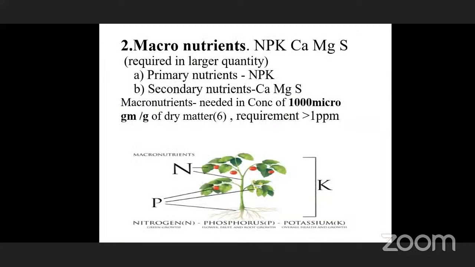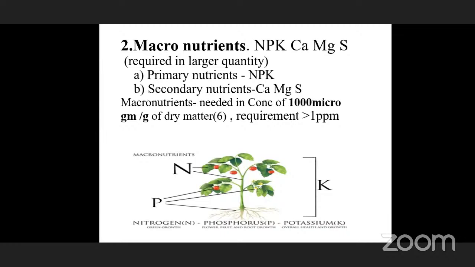Next, macronutrients. There are 6 macronutrients. Why macro? The name itself says macro. The plant requires them in larger quantity. How much larger quantity? 1000 microgram per gram of dry matter, or the requirement is more than 1 ppm. Out of these, the 6 elements, NPK are known as primary nutrients. Why? They are given primary importance, so they are known as primary nutrients.